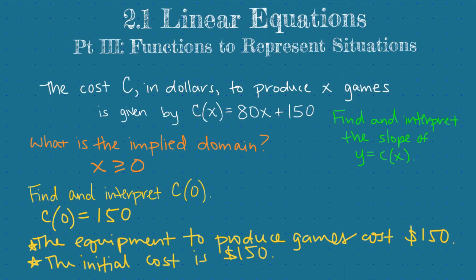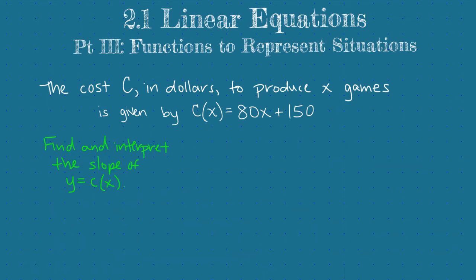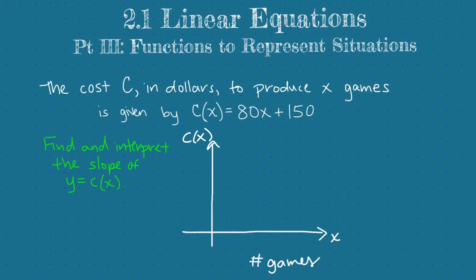The last thing that we'll look at is finding and interpreting the slope of the graph of y equals C of x. So let's just do a quick sketch. We only care about the first quadrant here, and that's because we have a domain that does not have any negative numbers. So I really only care about this quadrant here. And so let's think about what each one of these axes is. This horizontal axis is our x-axis, and instead of writing this as the y-axis, I'm going to write it as the cost, or C of x axis. It's our output. All right, so x stands for the number of games. So I'll put the number of games, and then the y-axis is the cost.